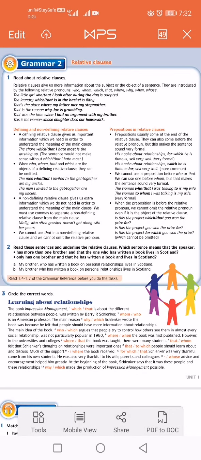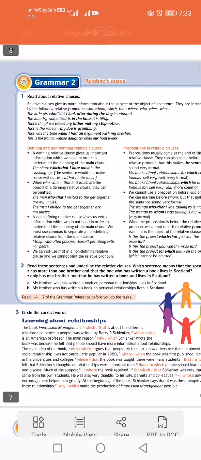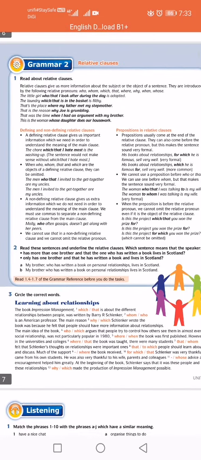So class, I believe that you've already watched the two videos. I encourage you to watch one more time after this lesson so that you will understand more. I feel like it has a lot of very good points on how we determine the use of who, which, that, where, why, when, whose. So basically it's this part, the first part here.